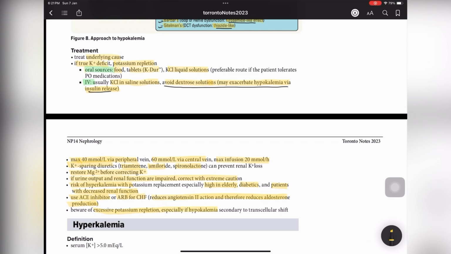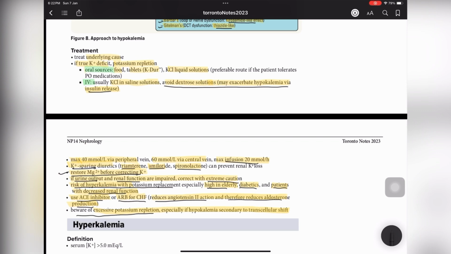So oral is KCl liquid solution, IV is KCl in saline solution, and then the maximum is 20 millimoles per hour. Potassium sparing diuretics are triamterene, amiloride, and spironolactone that can be given. We need to restore magnesium before correcting potassium. If renal compromise, we need to be very careful. And the risk of hyperkalemia with potassium replacement, especially in elderly, diabetes, and decreased renal function. In patients with congestive heart failure, for hypokalemia, we will give ACE inhibitors or ARBs because it would reduce angiotensin II action and would reduce aldosterone. And we have to be very careful for transcellular shift.